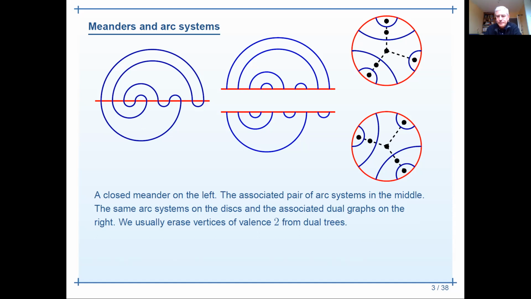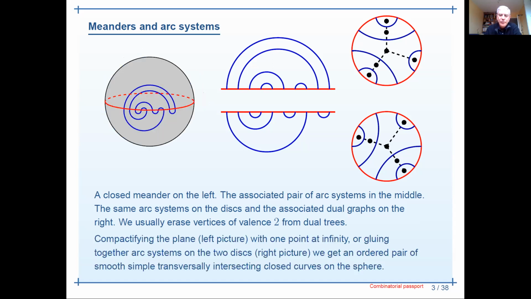So it will be a collection of arcs in a disk, and we'll use the following combinatorial passport of a system of arcs. That's the picture of a meander in the plane. We can construct a dual graph to the collection of arcs, and since we live in a disk, this dual tree is drawn in black. So we have this Mercedes sign on top and this Mercedes sign on the bottom.